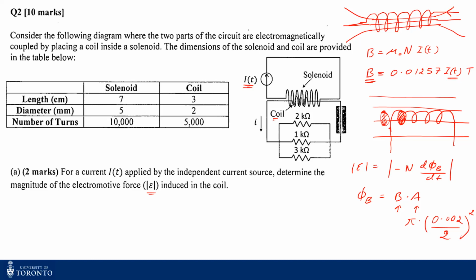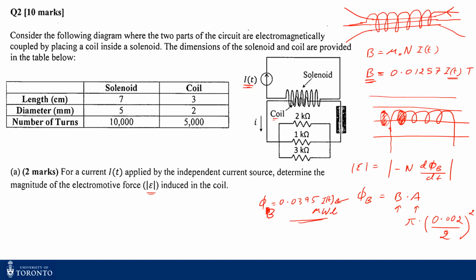Now, if you plug that in, you'll find your phi B moving through the coil to be also a function of time, because we don't know I(t). So this is going to be 0.0395 I(t) microweber. That's like 10 power minus 6.